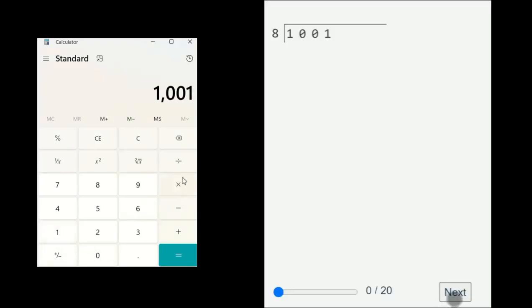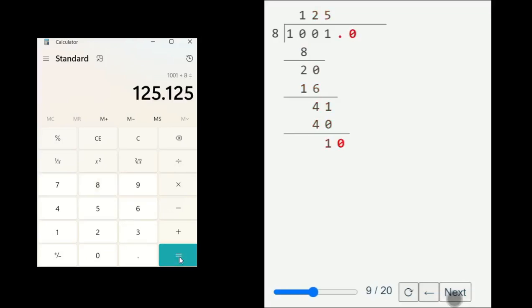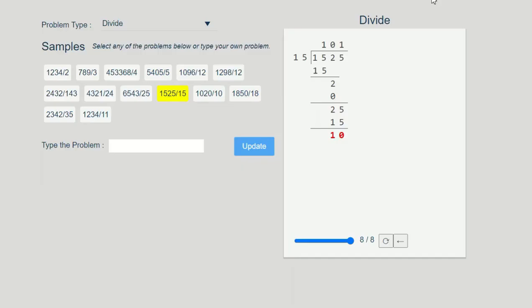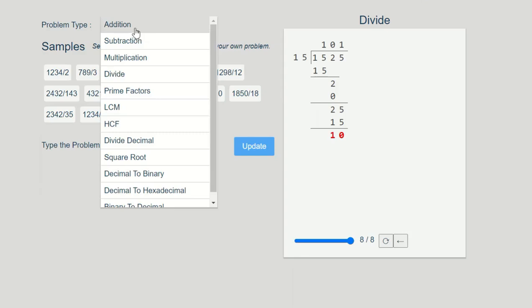In this video, we are going to show some simulations developed by P-School for solving basic math problems. Using a calculator, you can find the answer, but we try to give a step-by-step process to reach the answer. Let us start with addition.